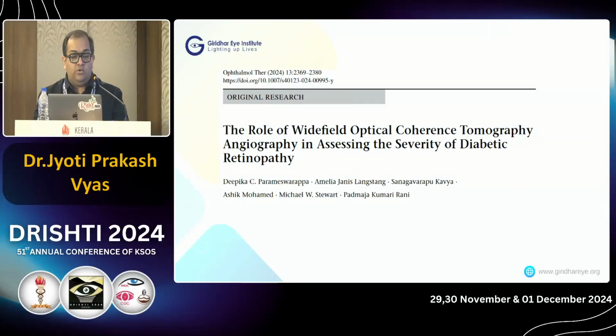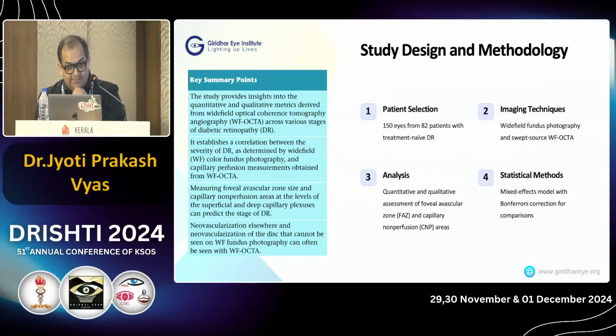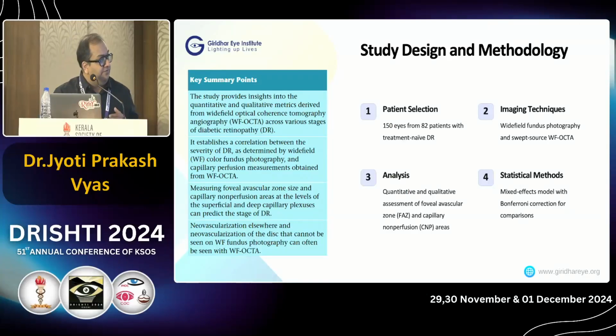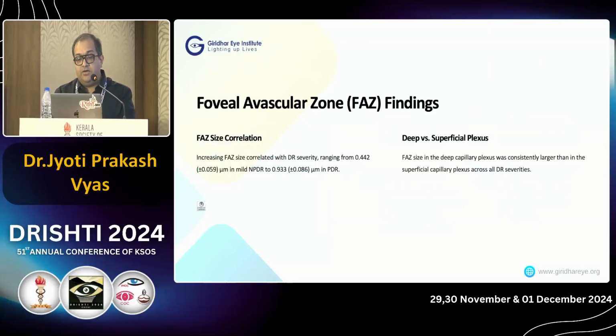One is the role of wide field OCTA in assessing diabetic retinopathy from LVPI, in which they studied about 150 eyes of 82 patients for different factors, to find out whether the disease progression could be staged according to the presentation on an OCTA. The first thing they looked into was the foveal avascular zone size and the deep versus superficial plexus orientation of the lesions. They found that the correlation of FAZ increased with the severity from mild to PDR.